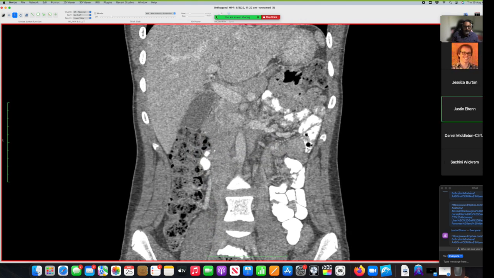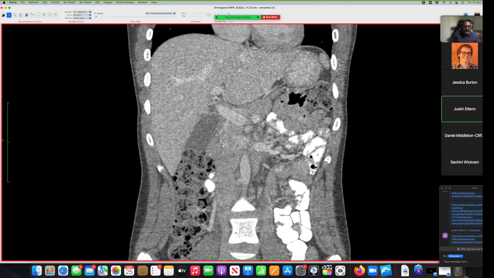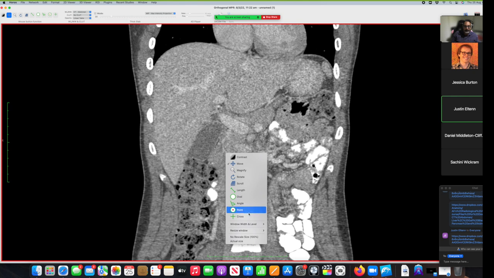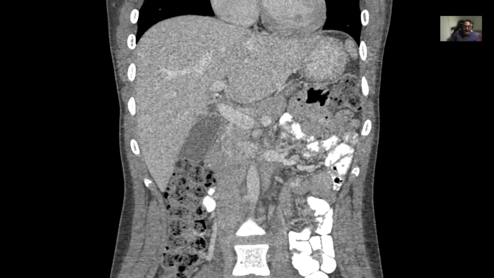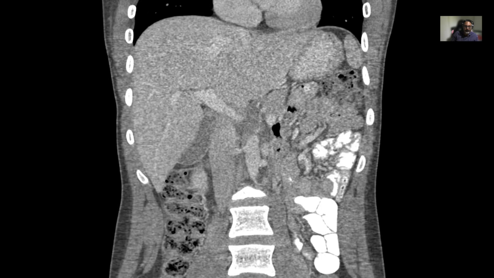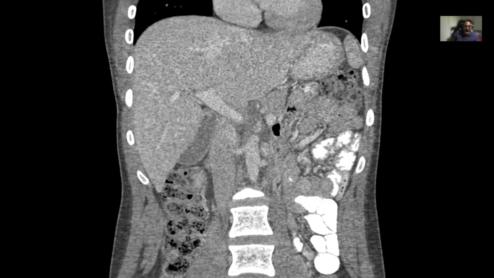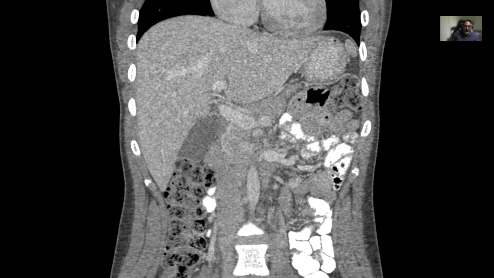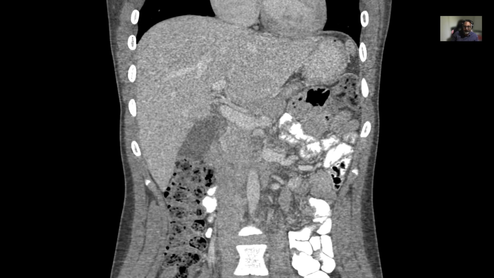Let me just make it a bit larger. And this is the portal vein again. And when you see the portal vein, you can see it divide nicely into left and right. So where is the hepatic artery? That's the hepatic artery. That's the hepatic artery proper. And that hepatic artery divides into its left and right branches. You can see that over there.